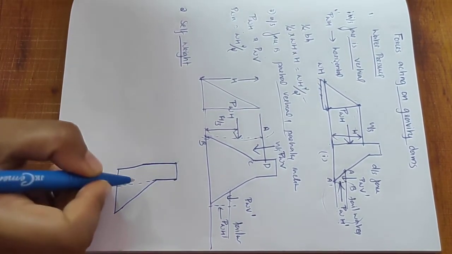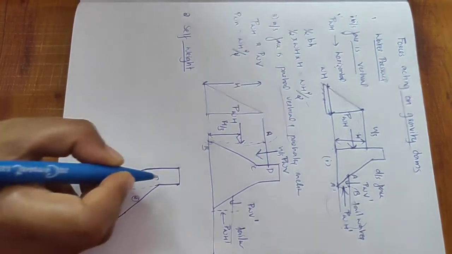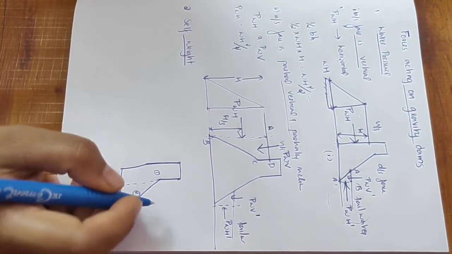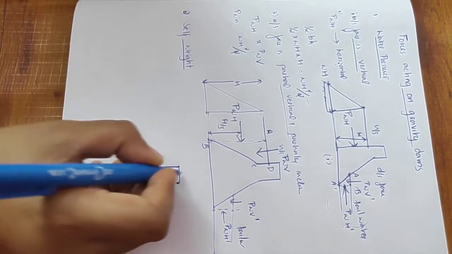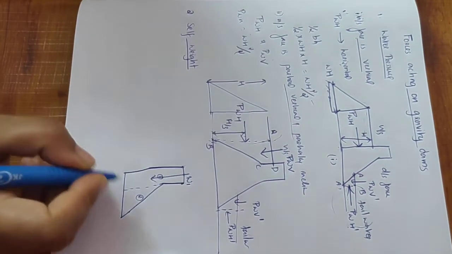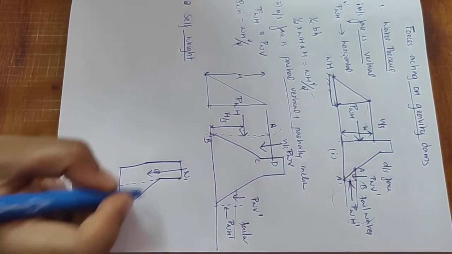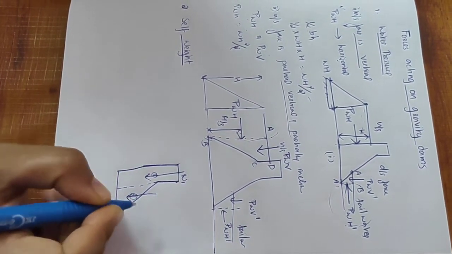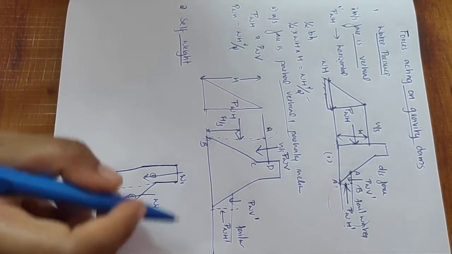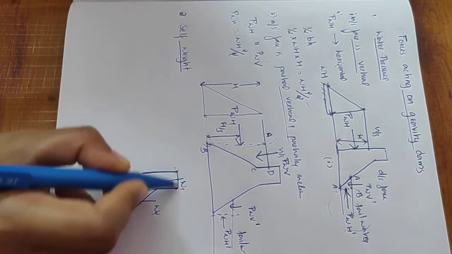That is, this dam can be divided into one rectangle and one triangle, and we can simply calculate the weight of this rectangular section, and that weight will be acting at the centroid of this rectangle. That is, W1 will be acting through the centroid of the rectangular section, and W2 is the weight of this triangular portion, and that will be acting at the centroid of this triangular area. So we can find the total weight, and that weight will be acting at the centroid of this entire cross-section.